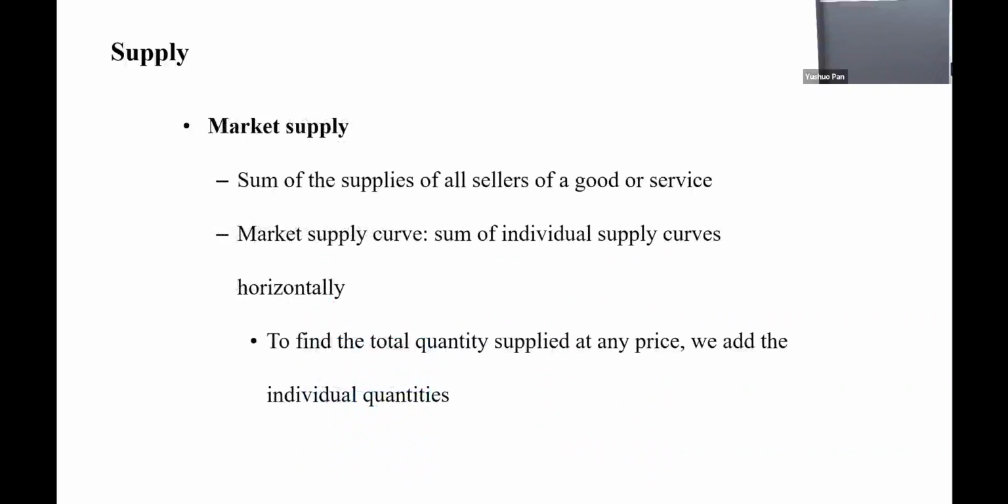Market supply. The logic is again the same as market demand. You should sum up the supplies of all sellers of a good or service. The market supply curve is the sum of individual supply curves horizontally. Horizontally means you should keep the price fixed and add all the individuals' quantities supplied.